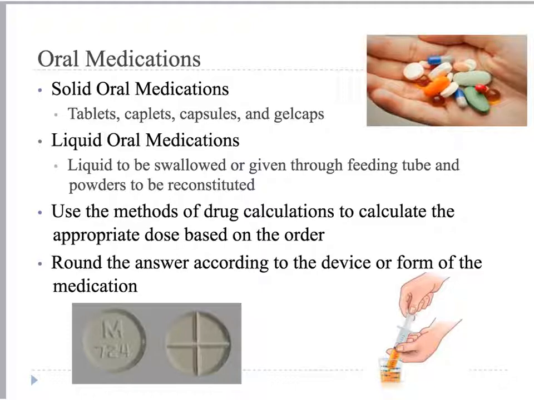Reconstituted means that I would take the powder and mix it with the liquid so that it would become a usable form for the patient. In order to solve dosage problems that involve oral medications, we're going to use the methods of drug calculations to calculate the appropriate dose based on the order. We want to make sure that we round the answer according to the device or the form of the medication.